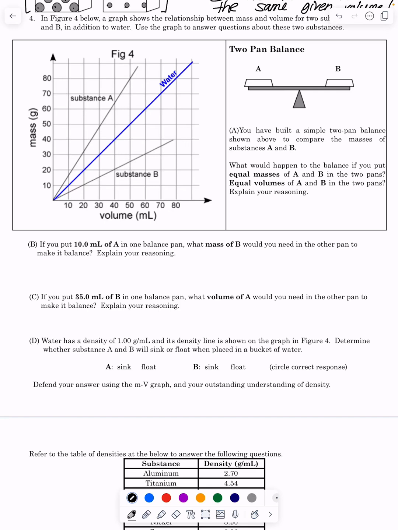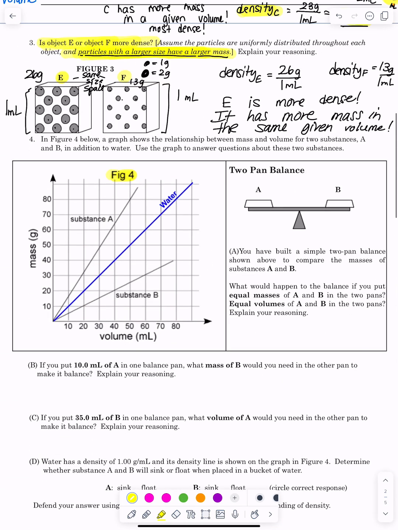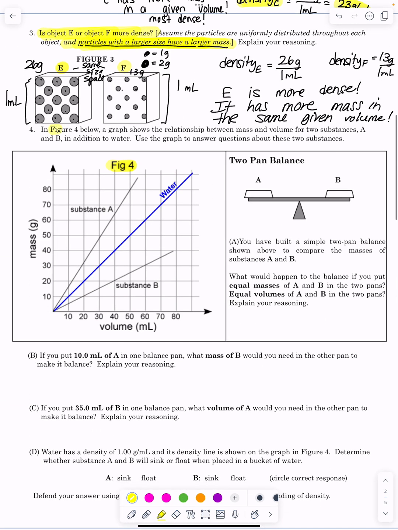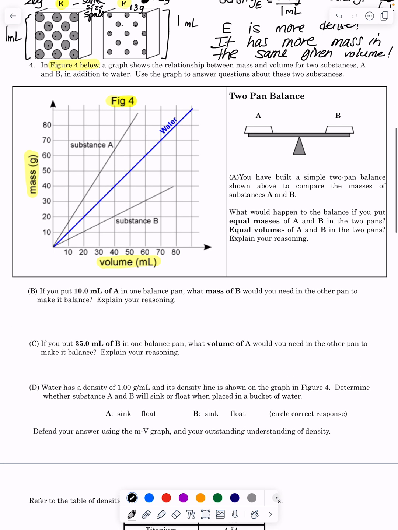Related to question 4, there's A, B, C, and D. So let's look at this. It says in figure 4 below, so here's figure 4. Figure 4: a graph shows the relationship between mass and volume for two substances, A, which is over here, and B, which is over here. In addition to water, here's water. Cool. So just making sure you got that. Use the graph to answer questions about these two substances.